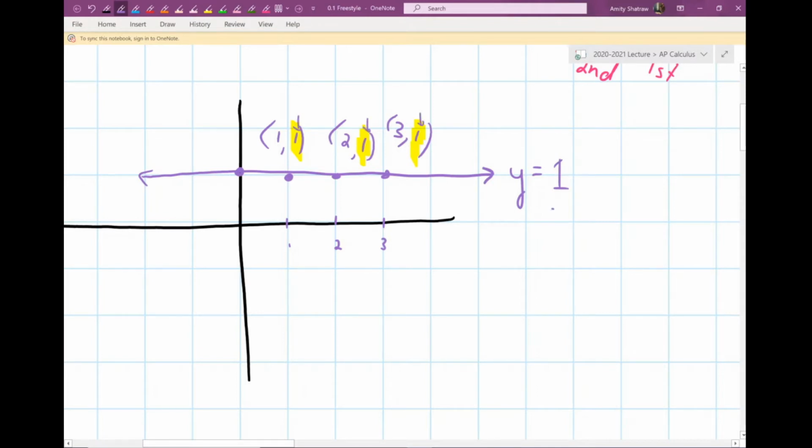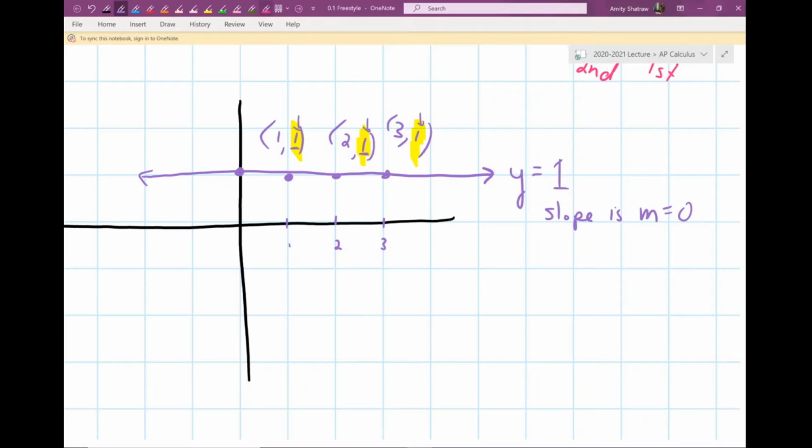Also, let me mention that the slope of this line is that m equals 0. Because if I take 1 and I subtract 1, I'm going to get 0. And 0 divided by anything is 0. So if I'm thinking about somebody running across this line, they're not going up, they're not going down. That is a no change kind of slope.